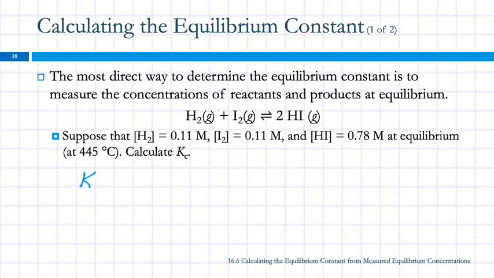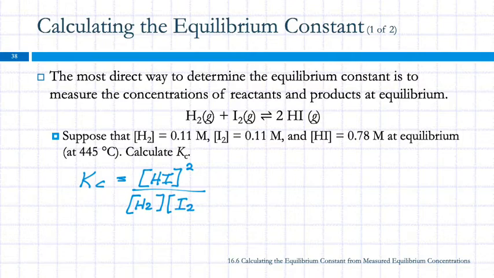So Kc is equal to the concentration of HI squared, that's our product, divided by the concentration of H2 and the concentration of I2. So we have all of these values here, concentration of H2, I2, and HI. We just put the numbers into the expression. So HI is 0.78, and that gets squared. In the denominator, we have 0.11 and 0.11.